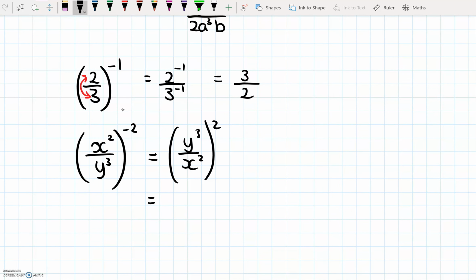Now we can apply the squared to both. So it's going to be y to the power of 3 times 2 over x to the power of 2 times 2, which is y to the power of 6 over x to the power of 4. That's a nice little trick for you as well if you see a fraction raised to a negative power. As I said, it was a bit of a longer video, but that's because there's quite a few things in this one. Good luck.